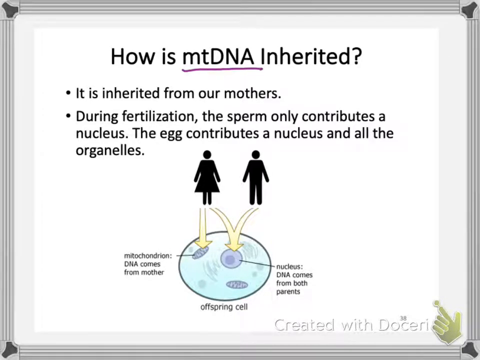Well, we inherit our mitochondrial DNA from our mothers. Okay? So, when the egg is fertilized that became you, okay, the sperm from the dad only contributes a nucleus. So here you can see the dad's DNA going into the nucleus. The mom, on the other hand, the egg that she created not only contributes half the nucleus, but the big egg also contributes all the organelles, including the mitochondria. So all the mitochondria in your body originated from that egg cell that came from your mother.